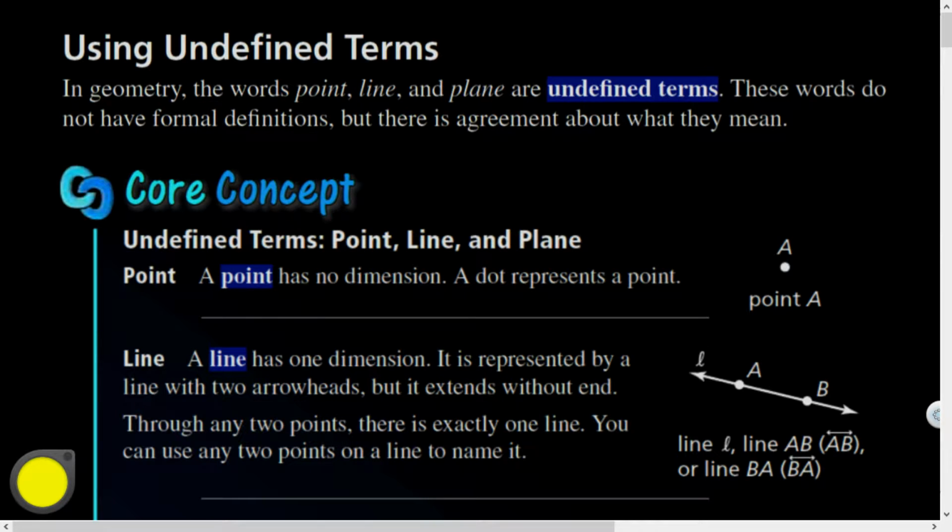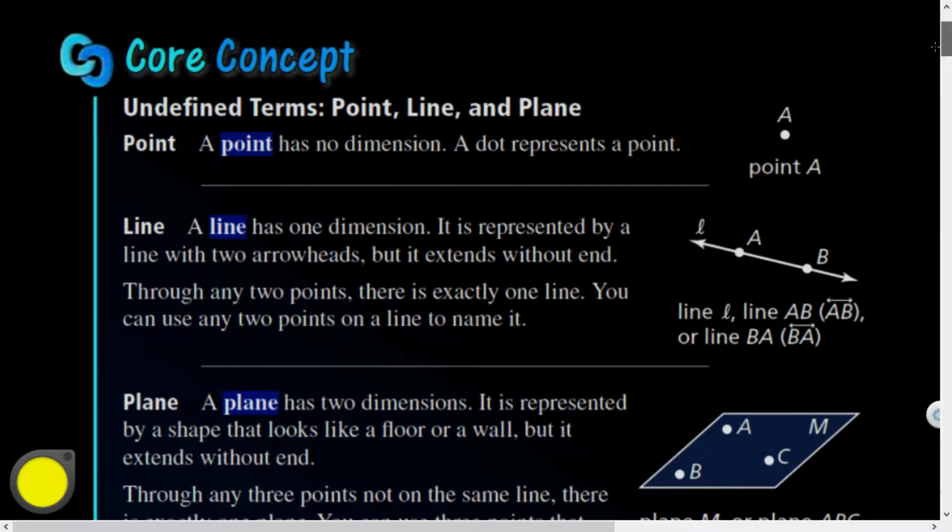Today we're talking about points, lines, and planes. This is section 1.1 of your Big Ideas Geometry textbook. And first off, let's get a definition of undefined. That's weird. It says in geometry, the words point, line, and plane are undefined terms. These words do not have formal definitions. There's agreement about what they mean. So that's kind of weird.